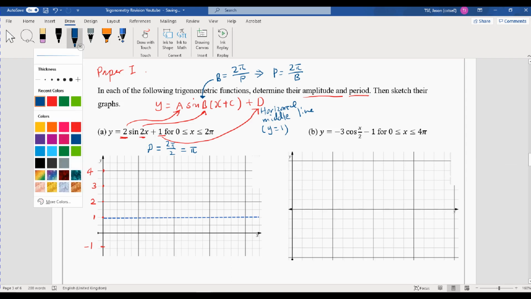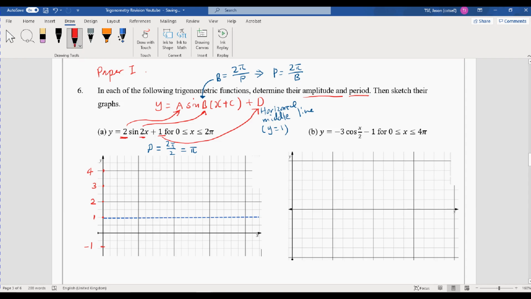Okay, so I'm going to sketch this. I'm going to say this is 0. Because I need to sketch up to 2 pi, what I'm going to do is say this one is pi over 2.